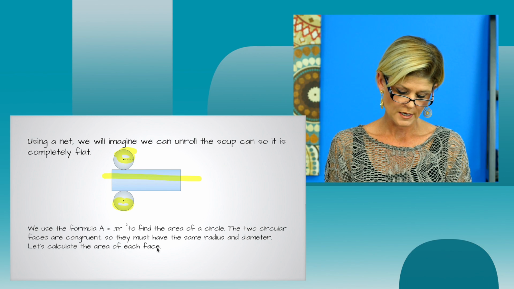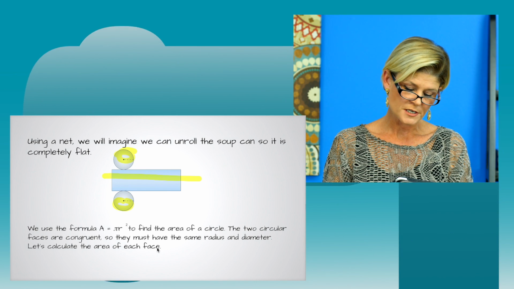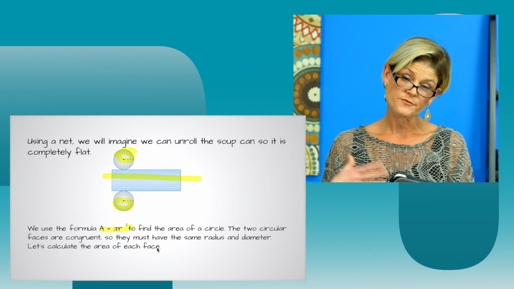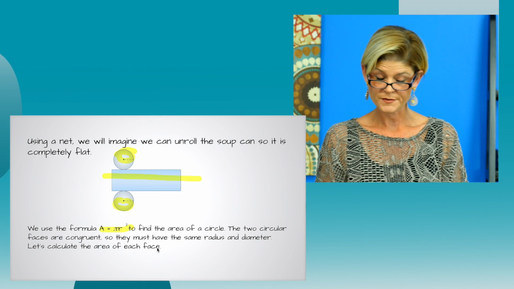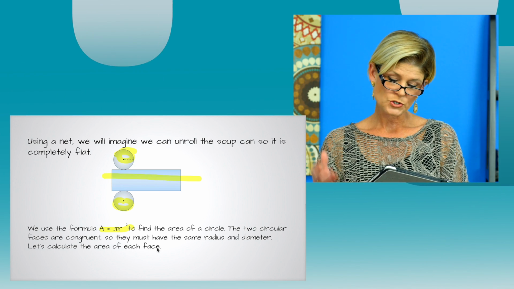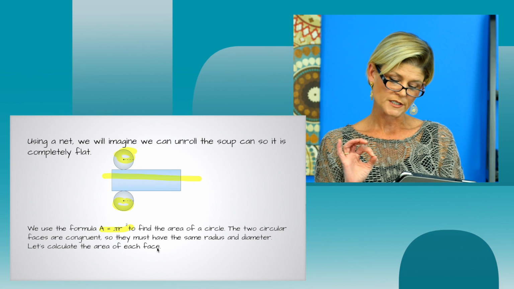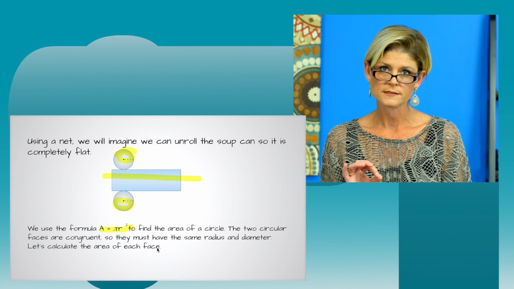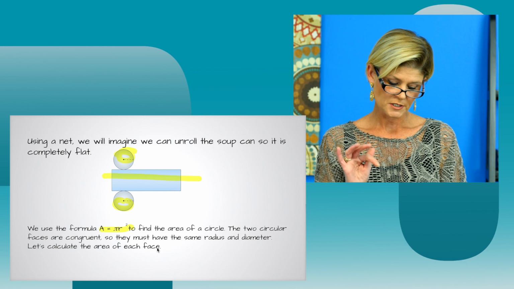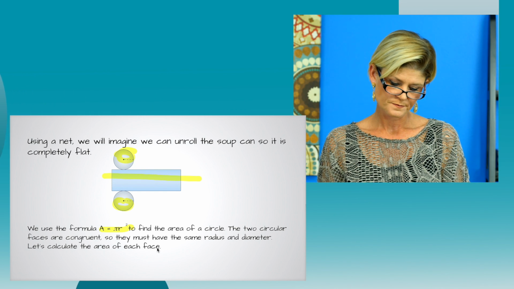Okay, we need to use the formula area equals pi r squared to find the area of a circle. You should remember that from some previous lessons. Now, the two circular faces are congruent, so they must have the same radius and diameter. Now, let's calculate the area of each face.